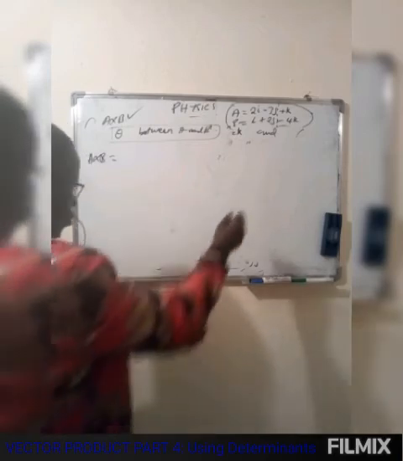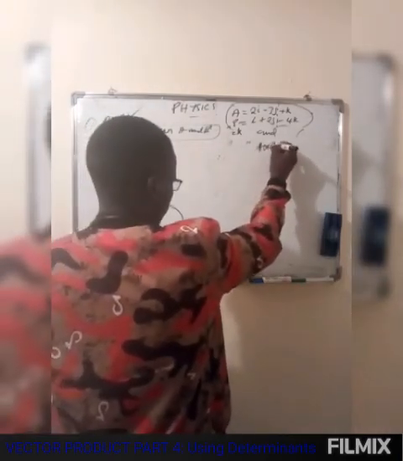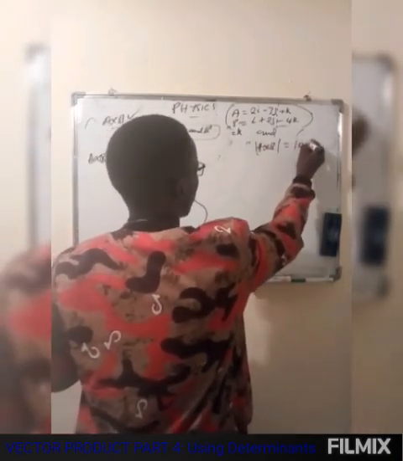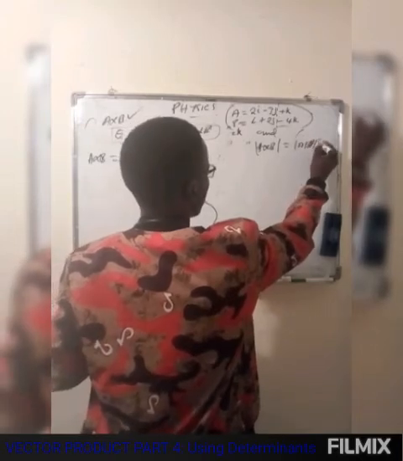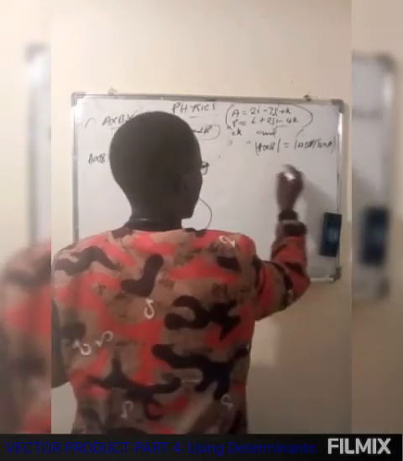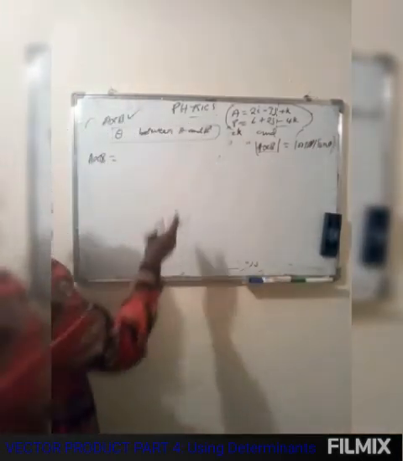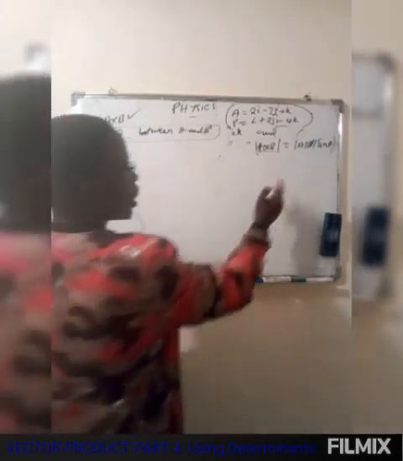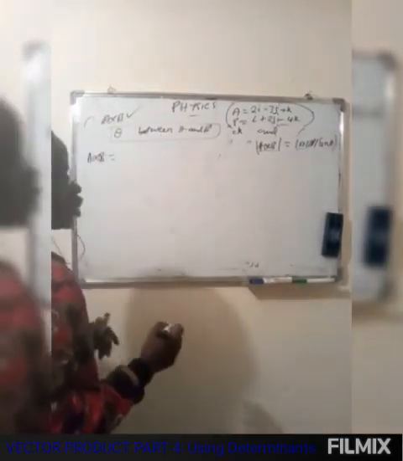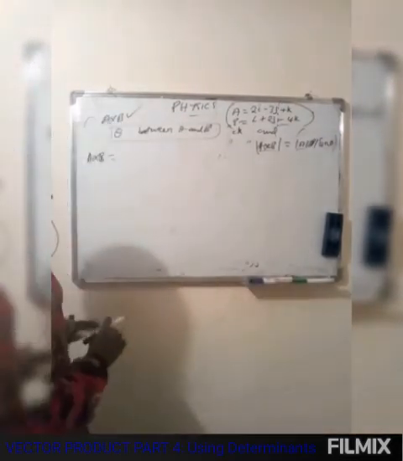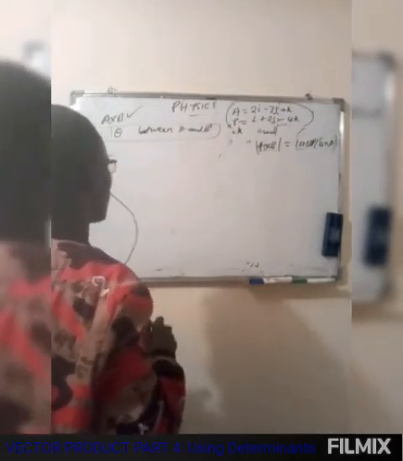You have to find, remember we said that the magnitude of A cross B is equal to the magnitude of A, the magnitude of B, and then sine theta. So I mean that we need to find the magnitude of that product that you're going to get here, and then you get the magnitude of A and the magnitude of B, and then you work out everything else just like we did in the previous video.